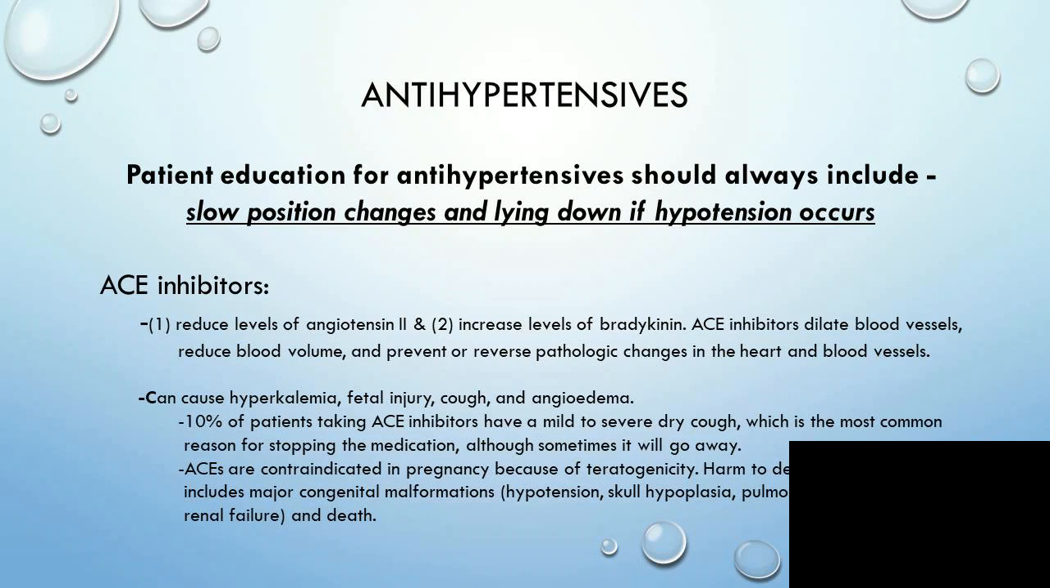So ACE inhibitors are the first antihypertensive that we discuss, and they do a couple different things. They reduce levels of angiotensin II, and they increase levels of bradykinin. So ACE inhibitors, as a result, dilate blood vessels, reduce blood volume, and prevent or reverse pathologic changes in heart and blood vessels. Some of the side effects of ACE inhibitors are hyperkalemia, fetal injury, cough, and angioedema.